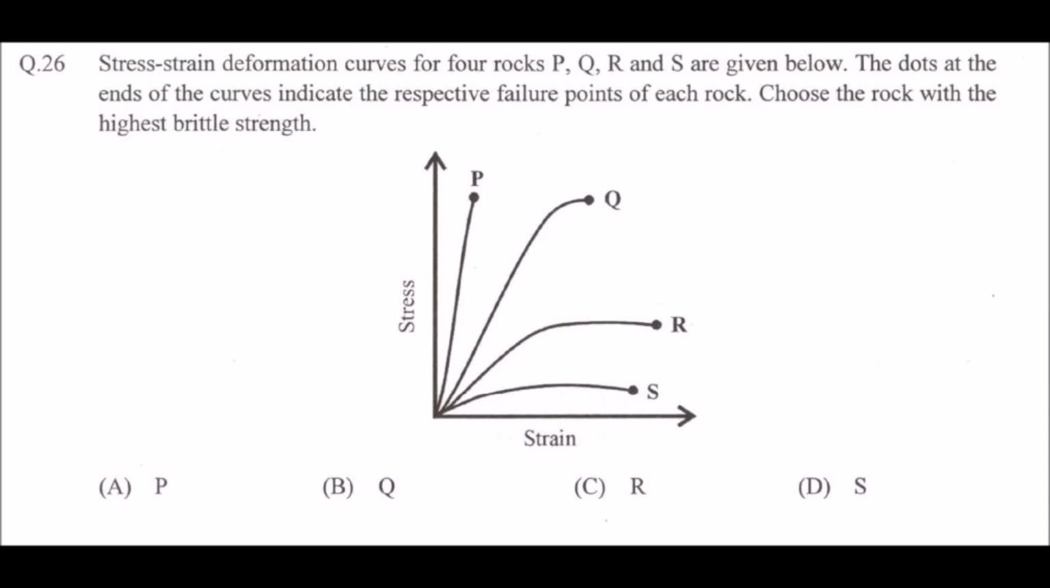This is again of 2 marks. Here they asked about the brittle strength. So the question says that stress strain deformation curves for the 4 rocks P, Q, R, S are shown below. The dot at the end of the curve indicates the respective failure point of each rock. Choose the rock with the highest brittle strength.